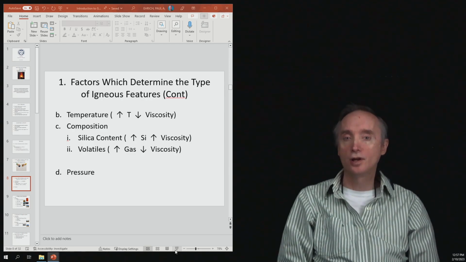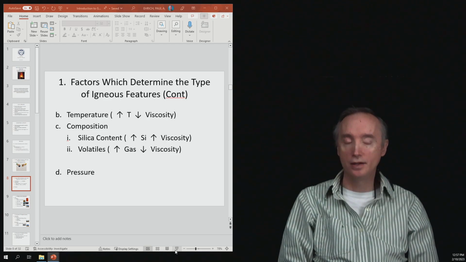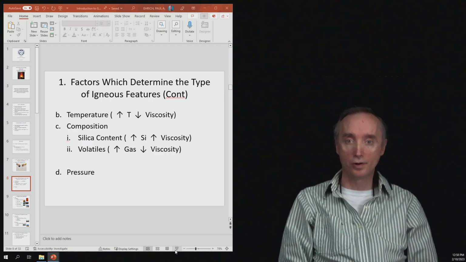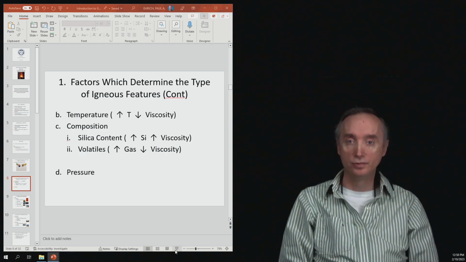Okay, but look at what volatiles do. Volatiles are anything that has the capability of turning into a gas. A good example of that would be water. Water is a volatile. If you heat it up, it turns into a gas. So what do gases do?